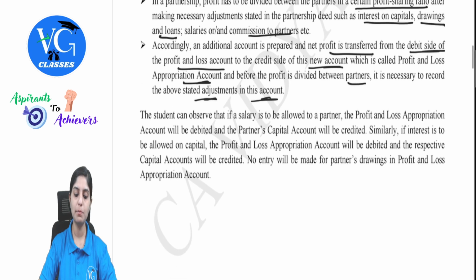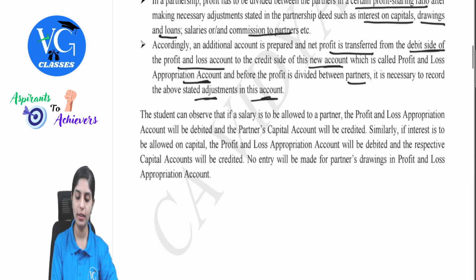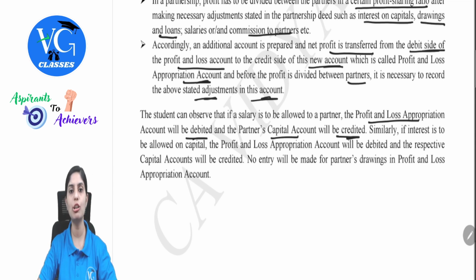Now, the student here can observe that if a salary is to be allowed to a partner, the profit and loss appropriation account will be debited and the partner's capital account will be credited. What is the logic behind this? See, profit and loss appropriation, as I told, works on the same nature as the profit and loss account does. In the profit and loss account, what were we doing? We were debiting all expenses or losses and crediting all incomes or gains. So salary, think from a partnership firm's point of view. What is partner's salary to the firm? It is an expense. So we will record it on the debit side of P&L appropriation.